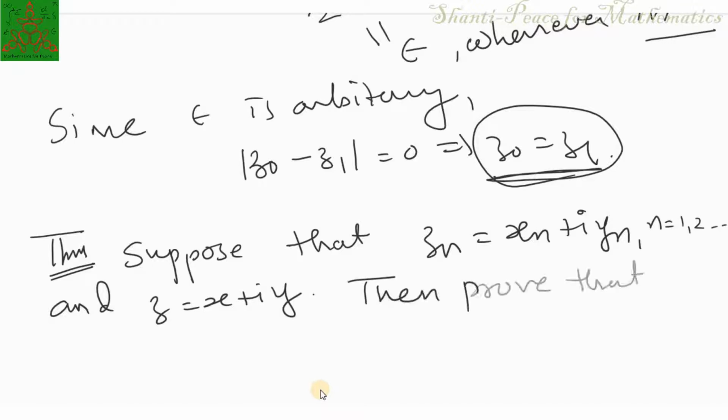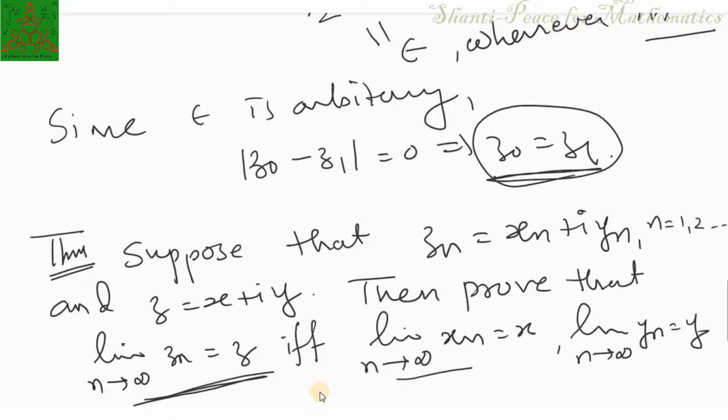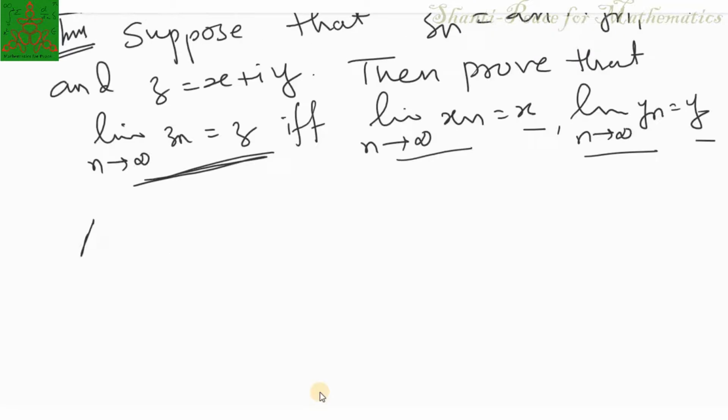Then prove that limit of zn will be z as n tends to infinity, if and only if limit of xn will be x as n tends to infinity and limit of yn will be y as n tends to infinity. So what is the meaning of this statement? This statement says that if the sequence of complex numbers converges to z, then its real part converges to the real part of the limit, and the imaginary part of the sequence converges to the imaginary part of the limit. So assume that limit as n tends to infinity of zn is z.